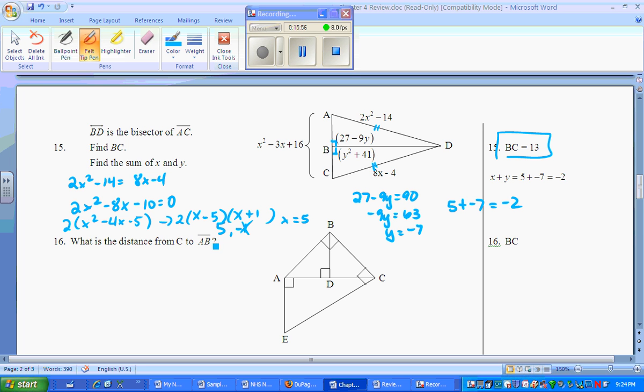16, what is the distance from C to AB? The shortest distance is a straight line between the two. So you can look at it. From C to AB, across this side right here is pretty short. If we go this way, we're getting longer and longer because of the right angle. It's taking me more time. So the shortest distance is actually this side, BC.